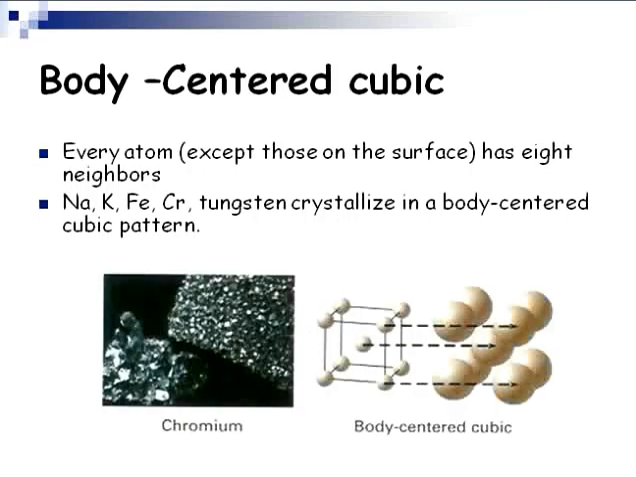So this example is a body-centered. And here on the right, you can see a diagram where you have a cube, and each atom is at the corner of the cube, and then in the center of the cube, you have an atom. So it's called body-centered. This is the whole body, and this would be in the center. So every atom except those on the surface has 8 neighbors. Examples of body-centered cubic elements would be sodium, potassium, iron, chromium, and tungsten. They crystallize into a body-centered cubic pattern like this.